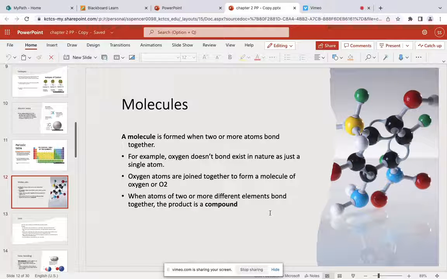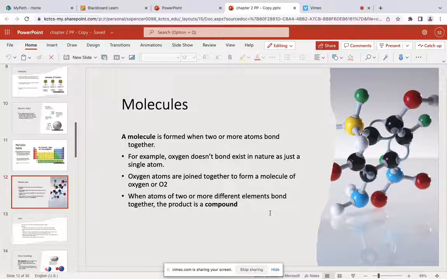This slide's important just for definition purposes. A molecule, again, is formed when two or more atoms bond together. So remember, we have atoms. Atoms are subatomic particles. Subatomic particles called atoms come together to form molecules. For example, here I have oxygen. Oxygen doesn't exist in nature as a single atom. In order for it to form a molecule, it has to come together and form another bond with oxygen.